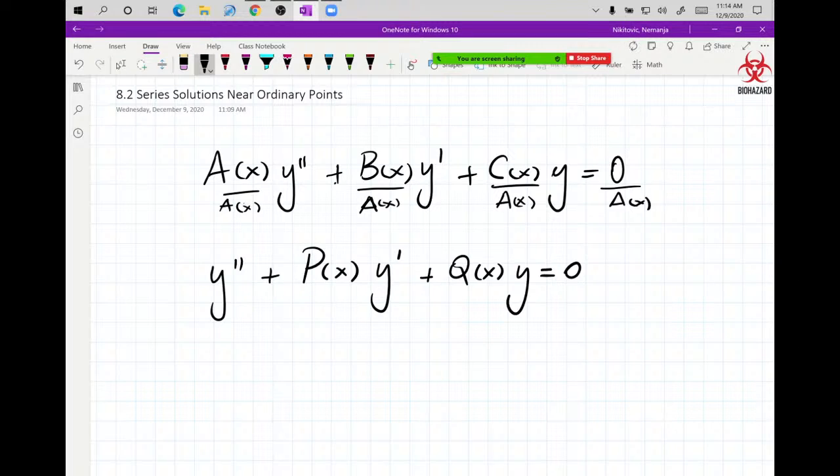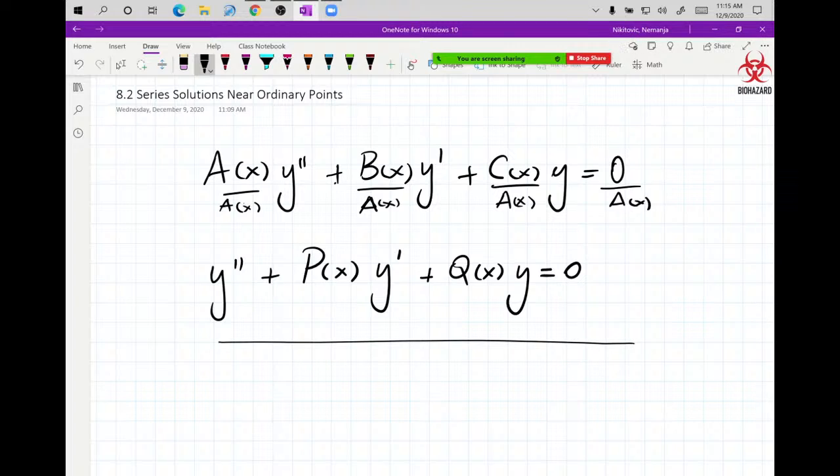We have these a, b, c, which could be any analytic functions, like polynomial, exponential, and so on. We take a look at the coefficients here, which are actually functions, and we try to figure out which points are good or not good.